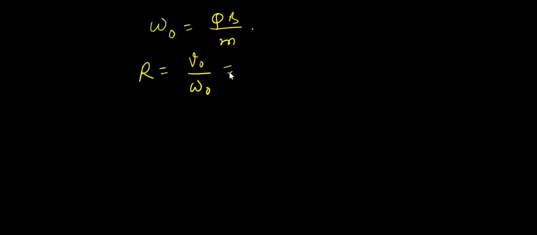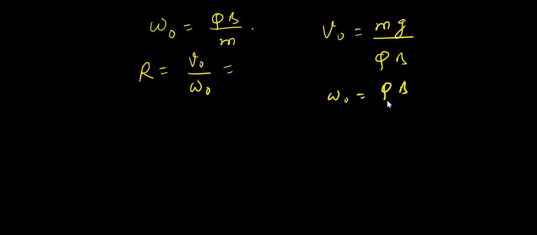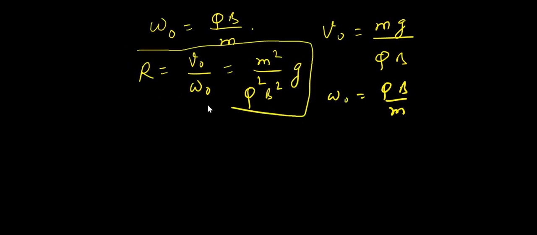The value of V naught, we just assumed, V naught equals mg by qB, and omega naught was qB by m. If you put those values together here, you will get m square by q square B square g, the value of r. Yeah, you can get.